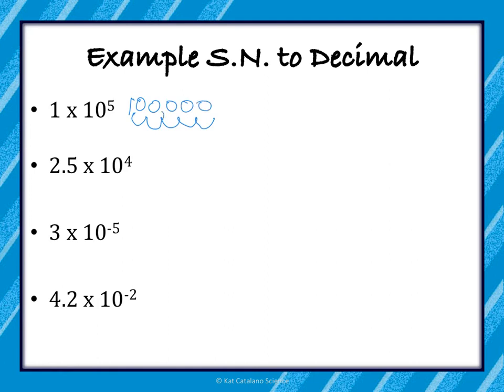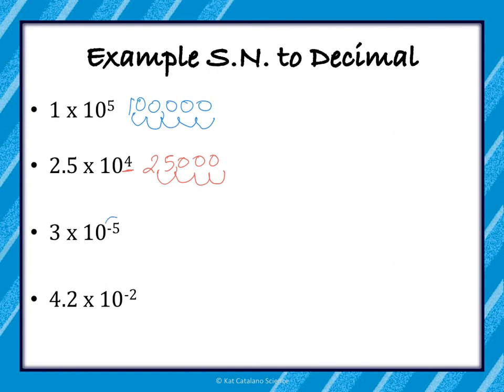I'm going to repeat that for my next one, and I'm moving it 4 spaces to the right. So 2.5 becomes 1, 2, 3, 4, and I fill those in with zeros. That's now 25,000.